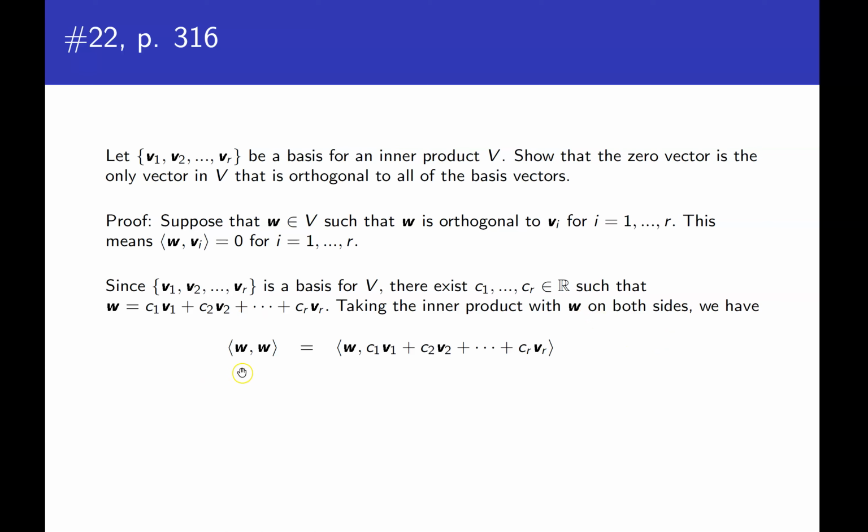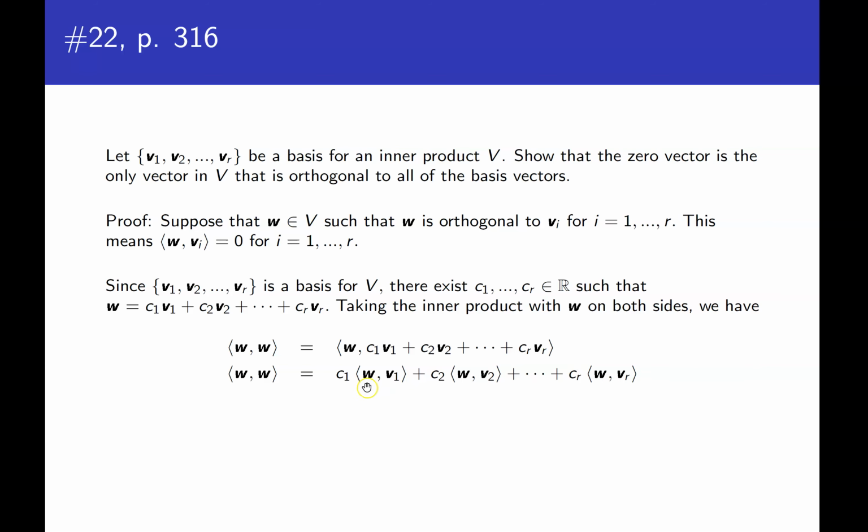So on the left-hand side, we have the inner product of W with itself. On the right-hand side, we've got the inner product of W with that linear combination of the basis vectors. Now we're going to rewrite the right-hand side using the properties of the inner product, where we can break up the inner product over sums and pull constants out in front. So we have the inner product of W with itself is C1 times the inner product of W with V1 all the way out to Cr times the inner product of W with Vr.